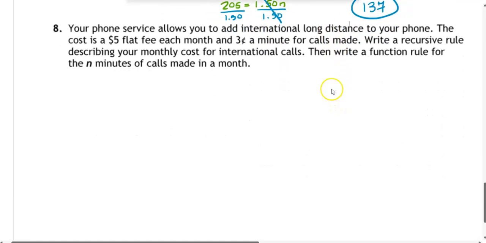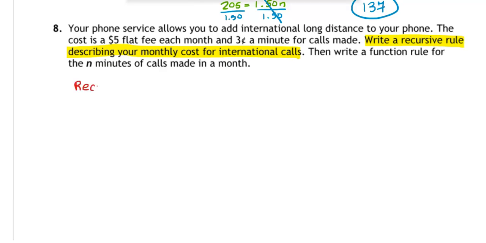All right, your phone service allows you to add international long distance to your phone. The cost is a $5 flat fee each month and 3 cents a minute for calls made. Write a recursive rule describing your monthly cost for international calls. Then write a function rule for the n minutes of calls made in a month. Okay, so first it's telling me that I need to initially write a recursive rule describing our monthly cost for international calls. So that's step number 1, recursive rule.